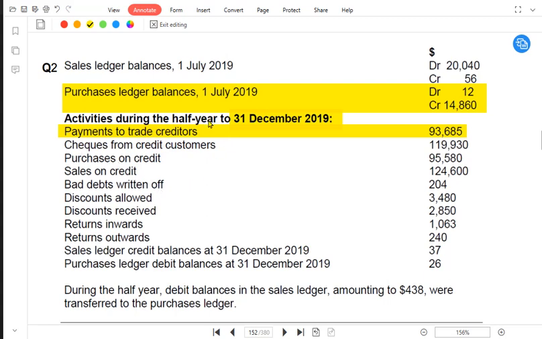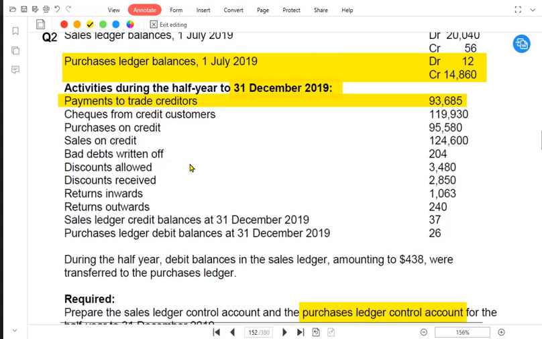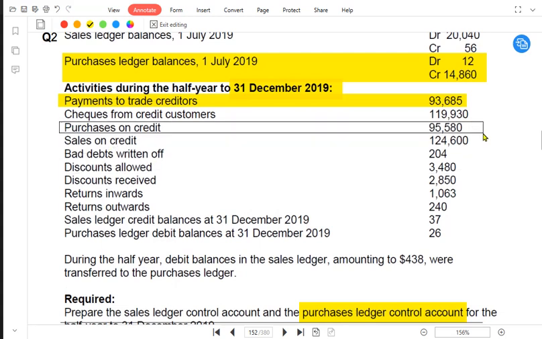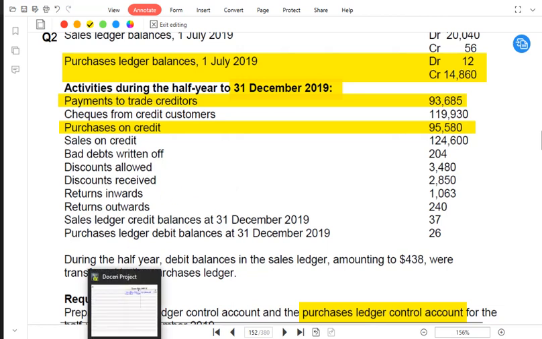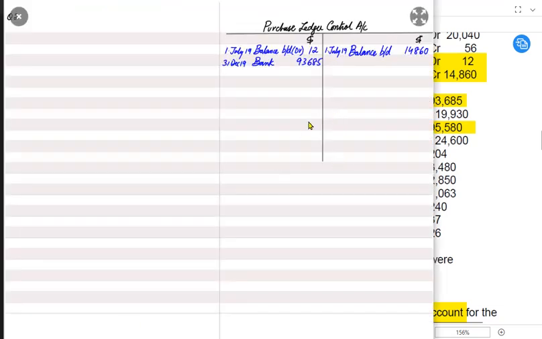Then we have cheques from credit customers. We are not making the customers account right now. Instead, we are making the suppliers account. Then purchases on credit. Yes, purchases on credit must come here, and the purchase by cash or purchase by cheque must not be recorded in a liability account. Instead, they must be recorded in the cash or bank account accordingly.